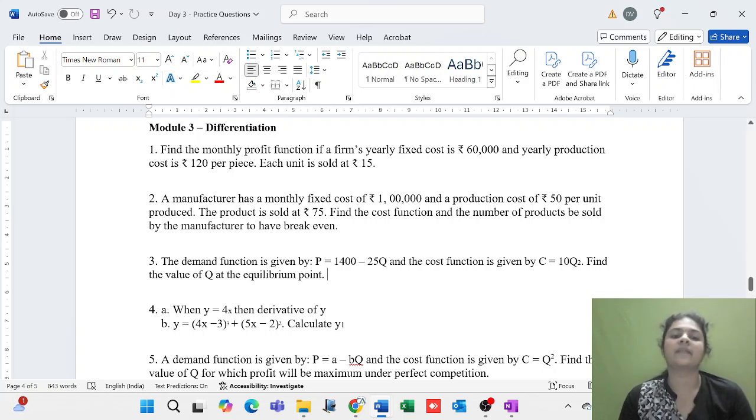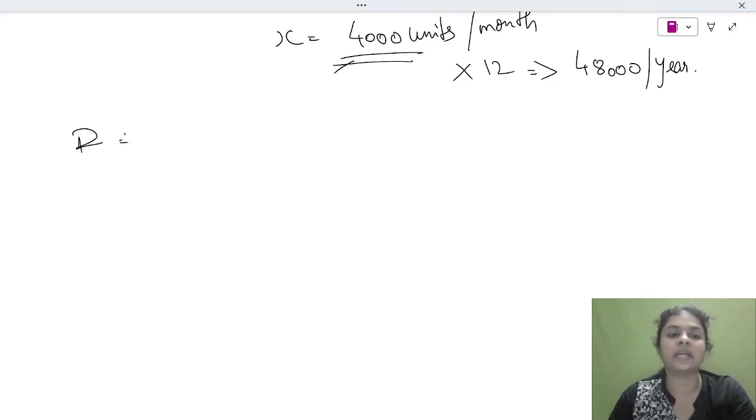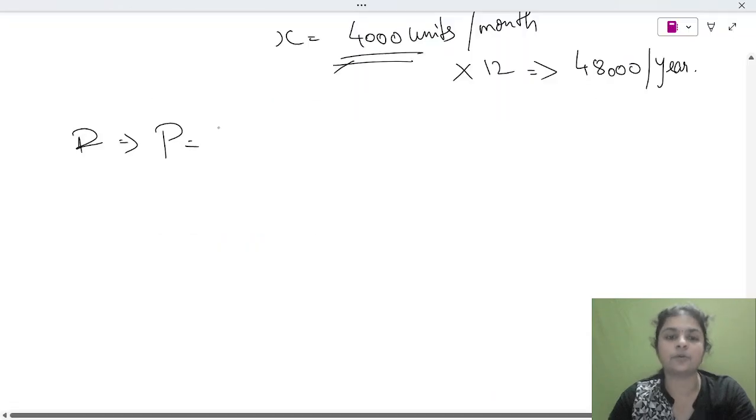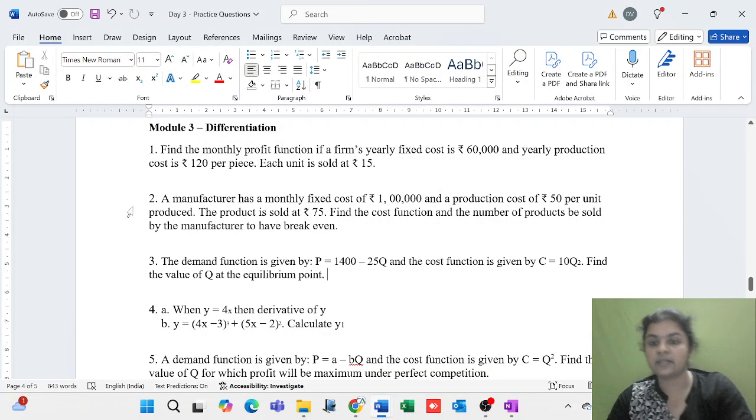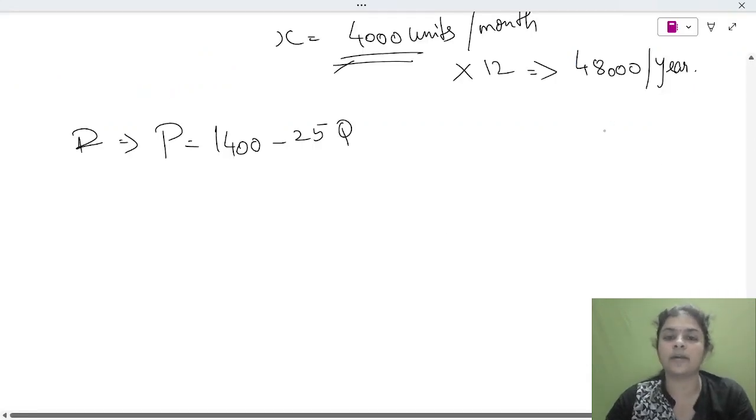Next question. The demand function is given by P is equal to 1400 minus 25Q. Remember, demand function means average revenue. What is given? Cost function is 10, sorry, it is not Q2, it is Q square. C is equal to 10Q square.